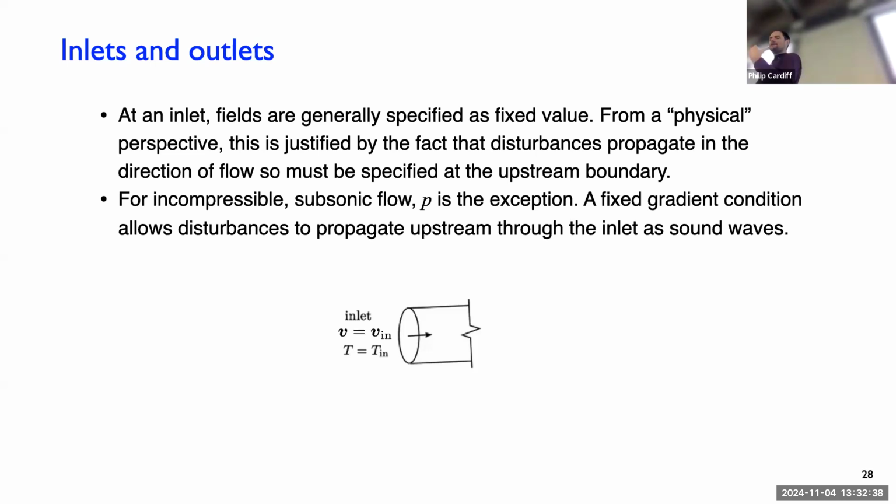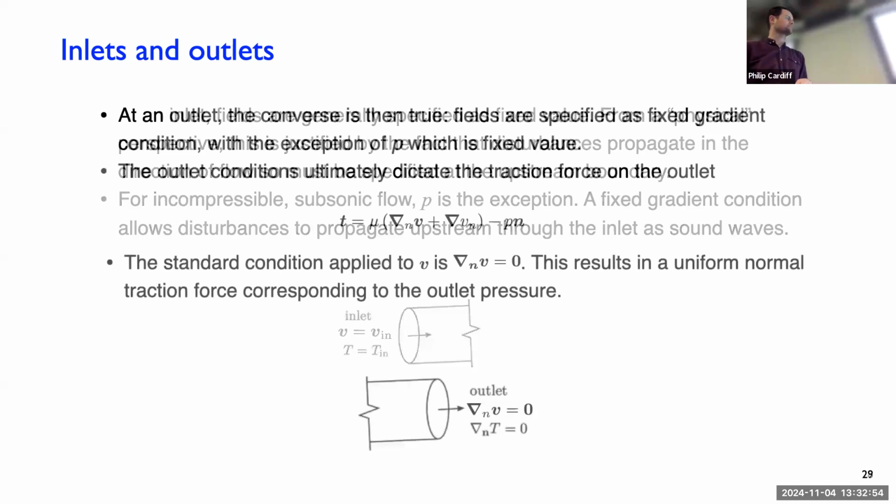So to provide physical conditions for pressure, you can't specify the value of pressure normally. There are some scenarios where you can, but you can only specify a gradient condition, and that allows artificial pressure waves to travel out of the domain so the procedure can solve. So that's the only exception.